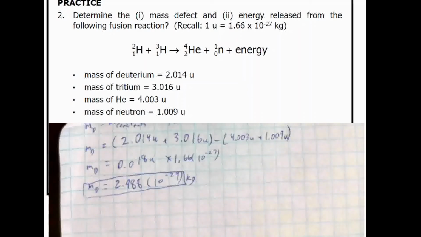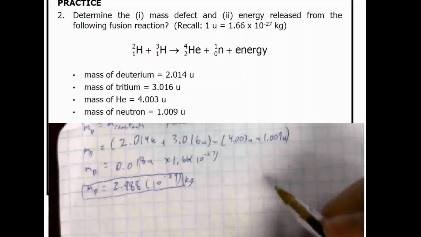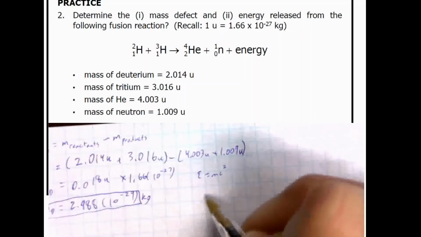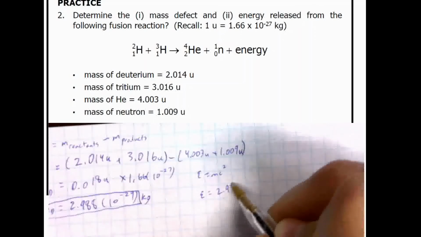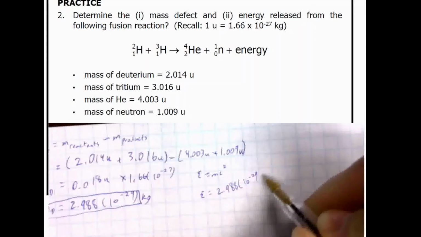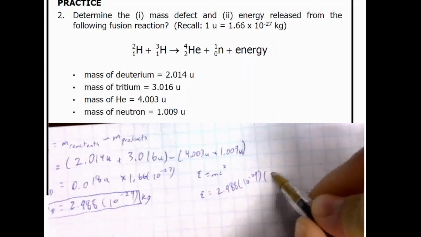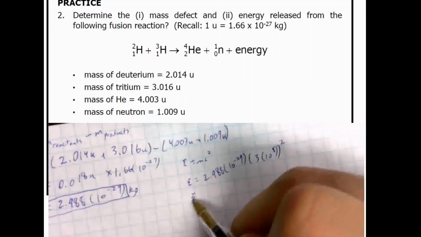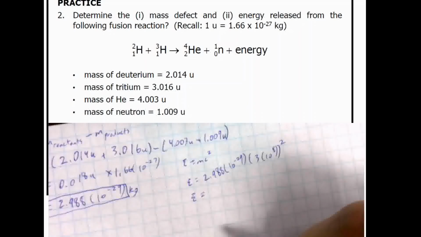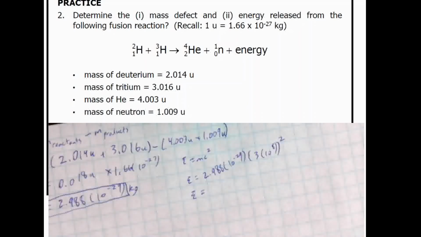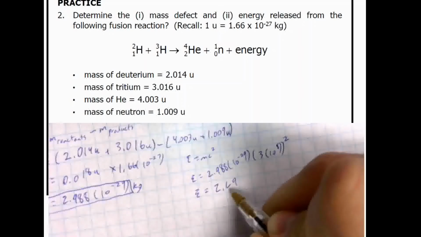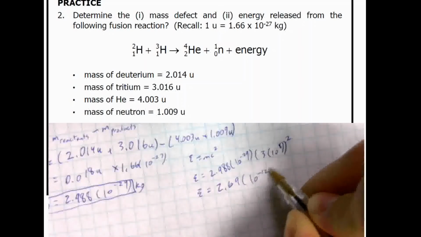The next thing that we would do is convert this to energy. So E equals mc squared, where m equals 2.988 times 10 to the negative 29. Multiply this by c squared, which is 3 times 10 to the 8 squared. Now I round to the original 3 significant digits that I had, and that 3 significant digits is based on my 1 U equals 1.66, if you're wondering where that comes from. So 2.69 times 10 to the negative 12 joules.